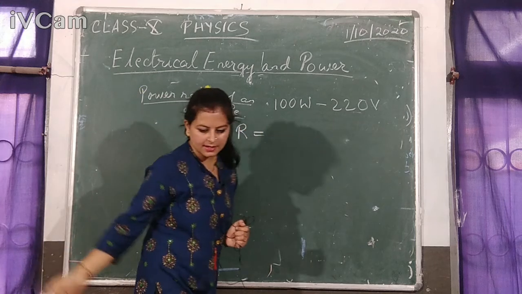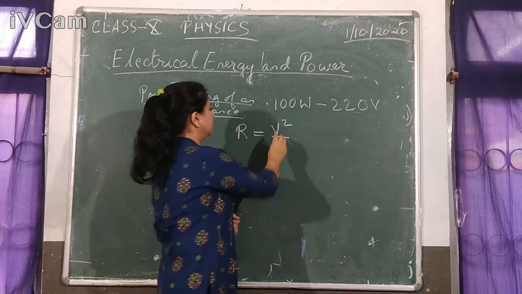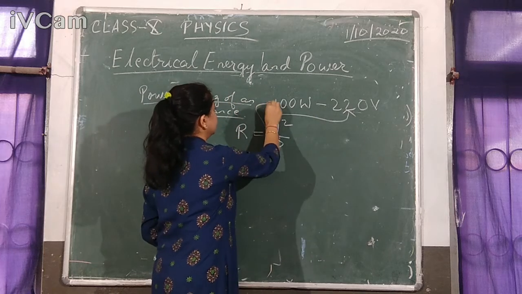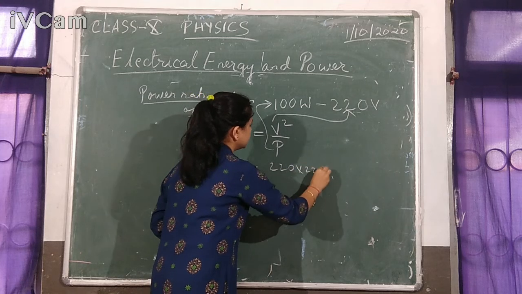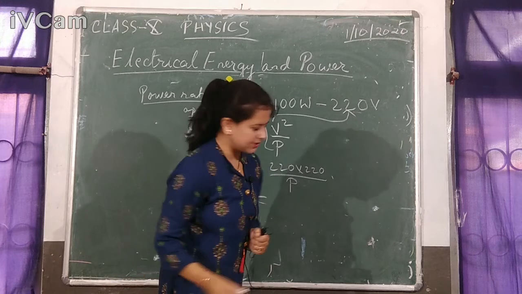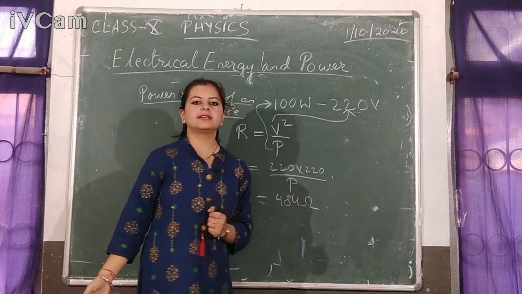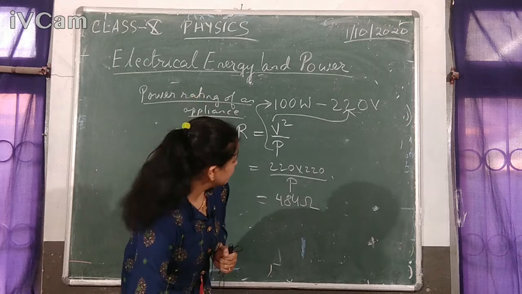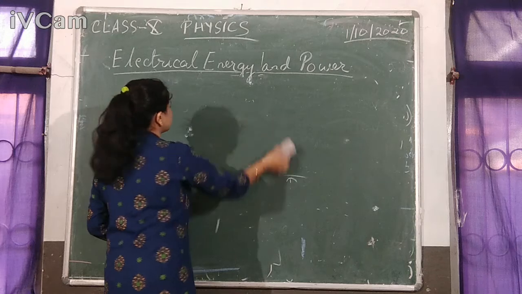Let me give you the formula for resistance. The resistance is given by V squared divided by P. The value of V is given, and the value of P is given here. So you can simply replace the values: 220 times 220 divided by the power, and the resistance of the bulb's filament is 484 ohm. So you can easily calculate the resistance of the filament, though it is not written on the body of the appliance.